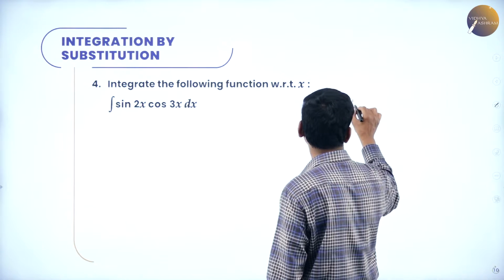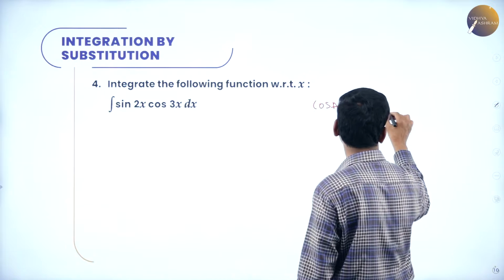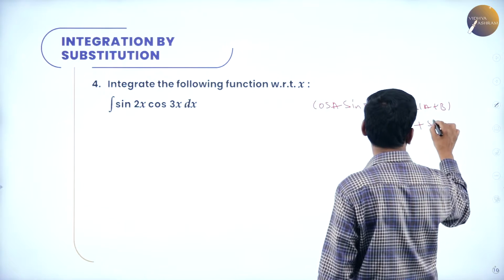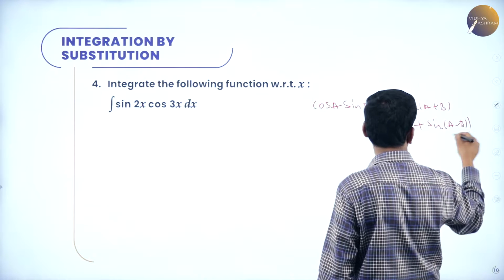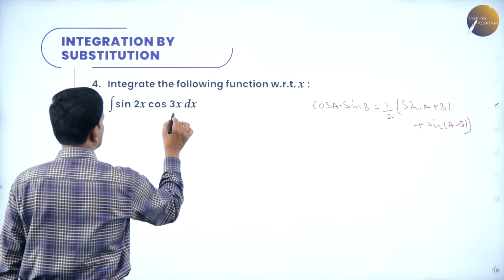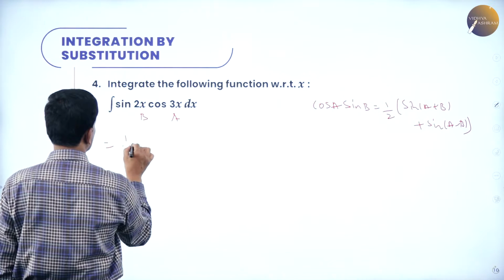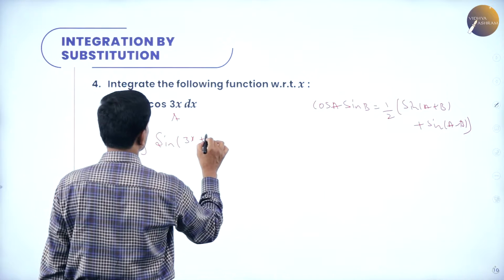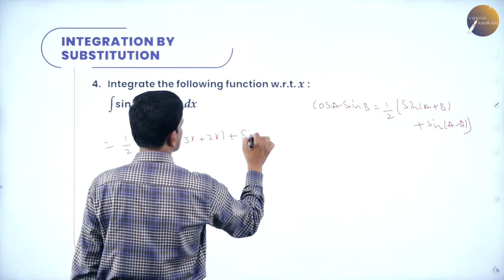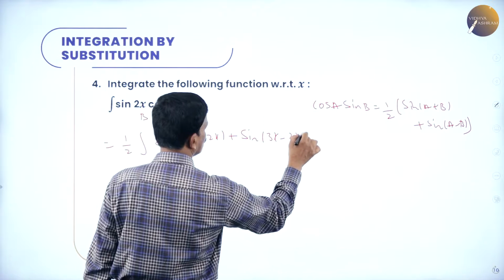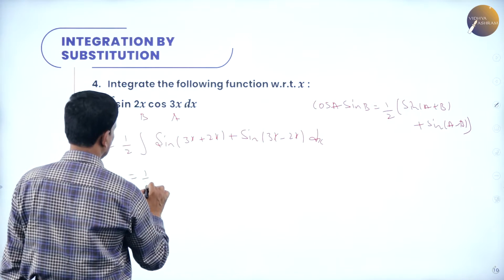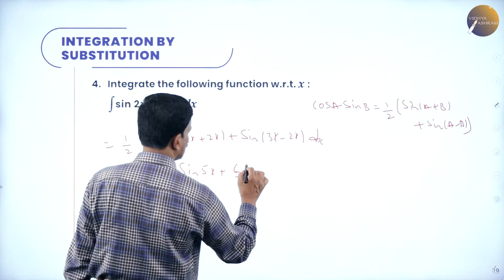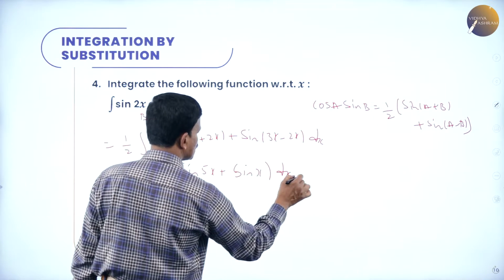Now, this is of the form cos a sin b. Cos a sin b is equal to 1 by 2 of sin(a plus b) plus sin(a minus b). Now, here what is a? This is a and this is b. So, this can be written as 1 by 2 into the integral of sin(3x plus 2x) plus sin(3x minus 2x) dx. So, this is 1 by 2 into the integral of sin 5x plus sin x dx. Integrate it.